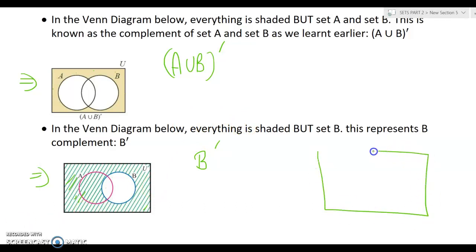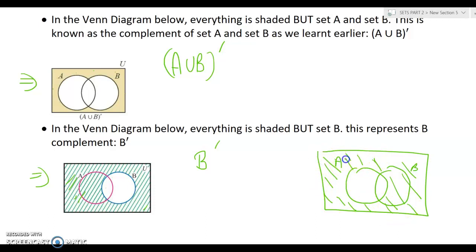If I had a Venn diagram with set A and set B, let's say this is A, this is B, and everything is shaded but set A. My diagram is very poor, but this would be A complement, similar to what we have here with B complement.